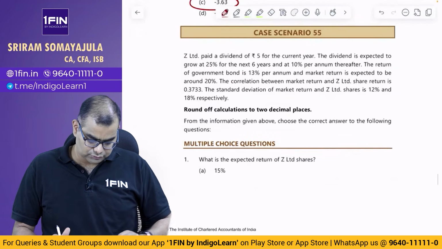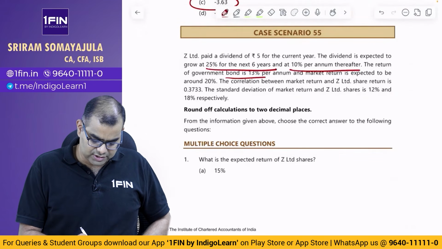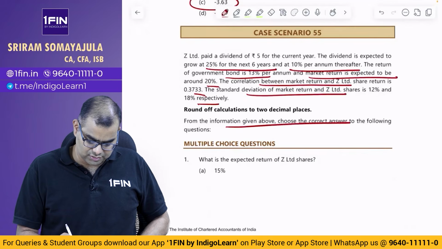Then Z paid dividend of 5 for the current year. Dividend is expected to grow at 25% for the next years, 10% thereafter. The return of the government bond is 13%. Market return is expected to be 20%. The correlation between market return and share return is point so and so. The standard deviation of market and Z share is 12 and so and so. Round of calculation. What is the expected return of Z Limited?